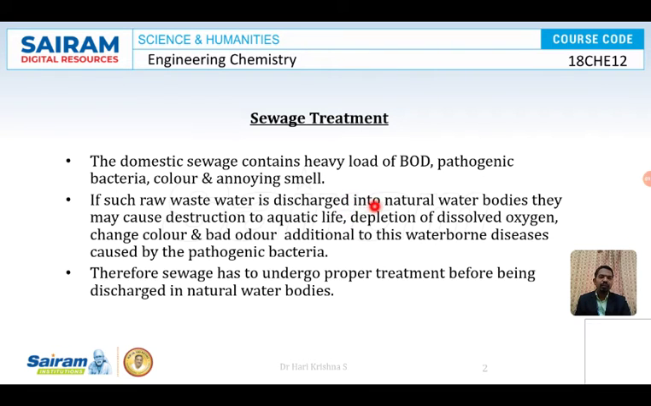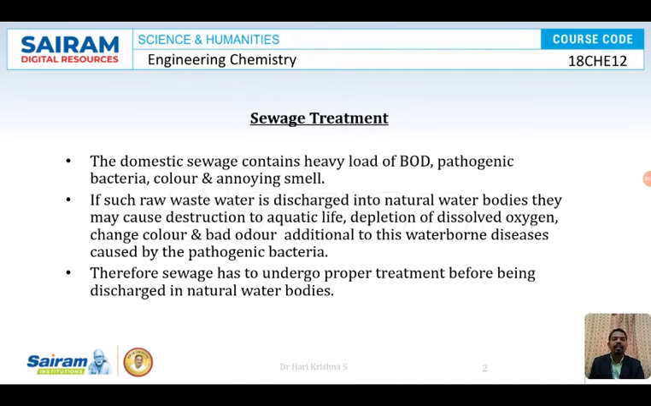If such wastewater is discarded into natural water bodies, it may cause destruction. It may destroy the entire aquatic life, reduce the dissolved oxygen, change the color of the water and give a bad odor to the water. If such water is consumed, it causes waterborne diseases such as typhoid, cholera, malaria, etc. These waterborne diseases are caused by pathogenic bacteria. Therefore, sewage has to undergo proper treatment before being discharged into natural bodies.